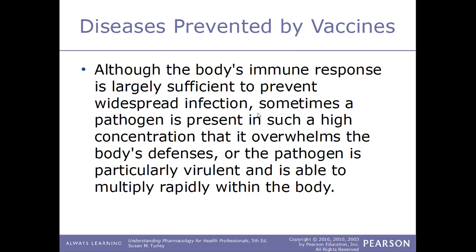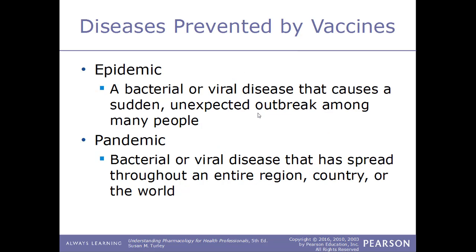All right, now we'll talk about diseases that are prevented by vaccine. Although the body's immune response is largely sufficient to prevent a widespread infection, sometimes a pathogen is present in such a high concentration that it overwhelms the body's defenses, or the pathogen is so particularly virulent that it is able to multiply rapidly within the body. If that's the case, then you end up with certain conditions. One is an epidemic. This is a bacterial or viral disease that causes a sudden, unexpected outbreak among many people. If that continues to get worse, then you have a pandemic, which is a bacterial or viral disease that has spread throughout an entire region, country, or the world.